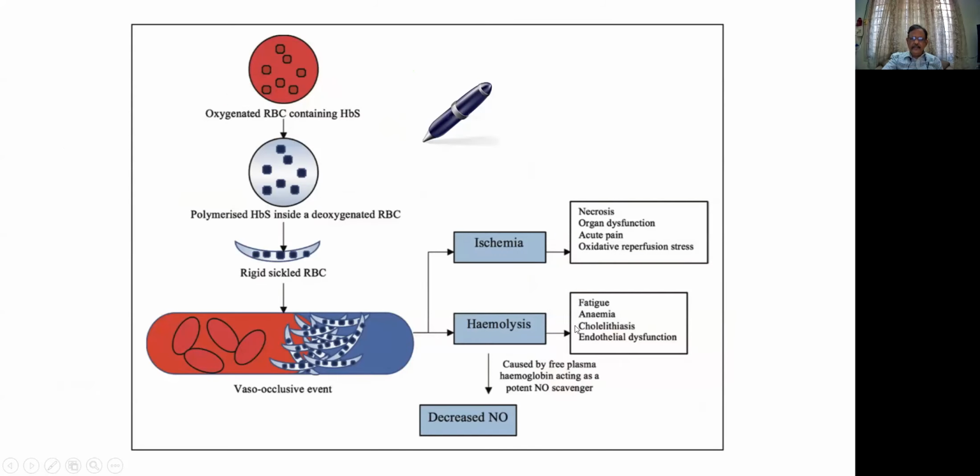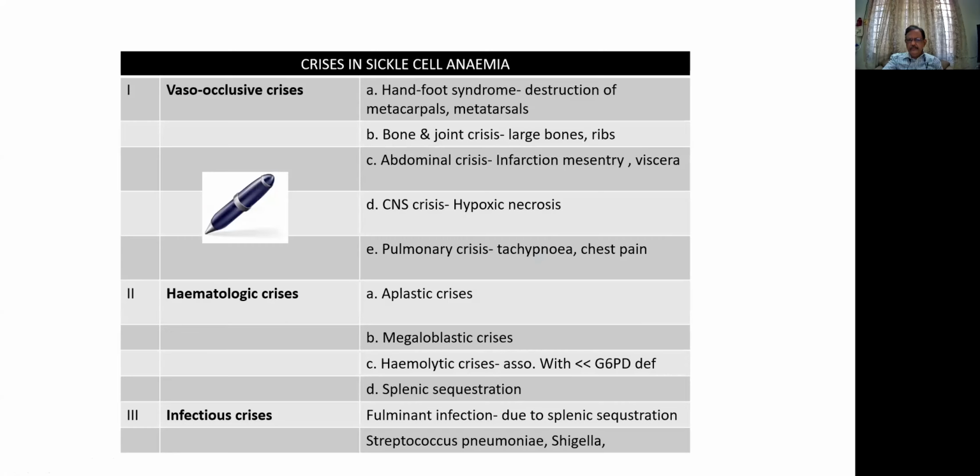This is one flow diagram that you can reproduce very easily. Oxygenated cells containing hemoglobin S are soluble, but then it gets polymerized. Whenever there is stasis, the hemoglobin S gets precipitated and the cells become crescentic in shape. They cause vaso-occlusion, which can lead to ischemia or hemolysis, or there can be nitric oxide depletion, which can again be destructive. These are all the various crises.